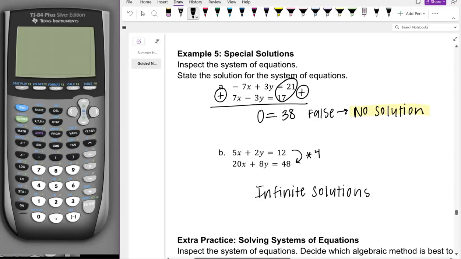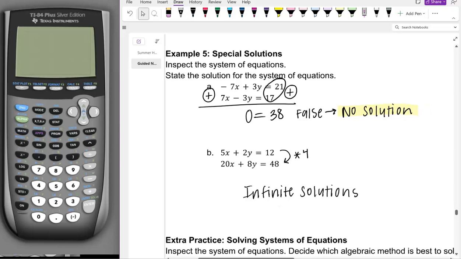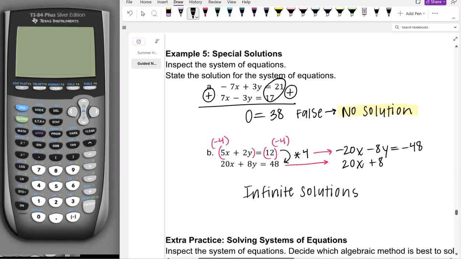Let's say you didn't notice that that was just multiplied by 4. If you had tried to eliminate, let's say you're trying to eliminate the y, and that means you would want to get them opposite coefficients. In order to make that a -8, I would have to multiply everything in my top equation by -4, giving me -20x, -8y equals -48, which is the exact opposite of my second equation.